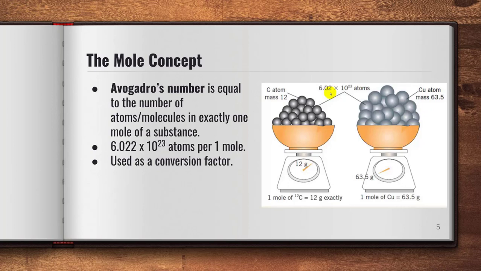Now, this can be used as a conversion factor. If you remember, conversion factors are the same amount of something, but in 2 different units. It's the same here. 6.022 times 10 to the 23rd atoms is always equal to 1 mole, so we can use it as a conversion factor. If I look at the diagram here on the right, I have a mole of carbon and a mole of copper. It's the same number of atoms, but the mole of copper has a mass of 63.5 grams, whereas a mole of carbon only has 12 grams. And that's because the copper atoms are bigger. They have more protons and neutrons than carbon atoms.